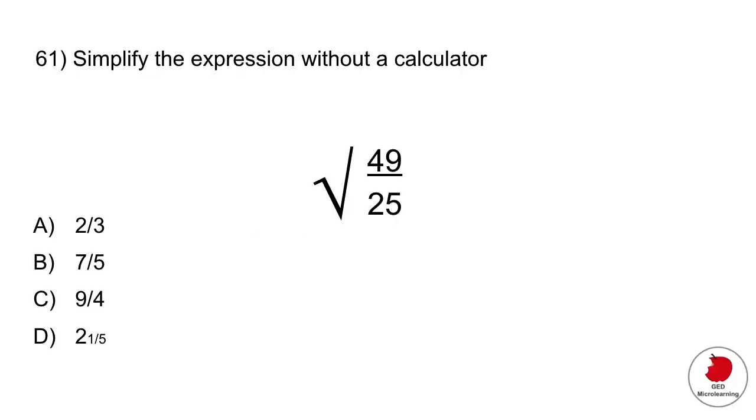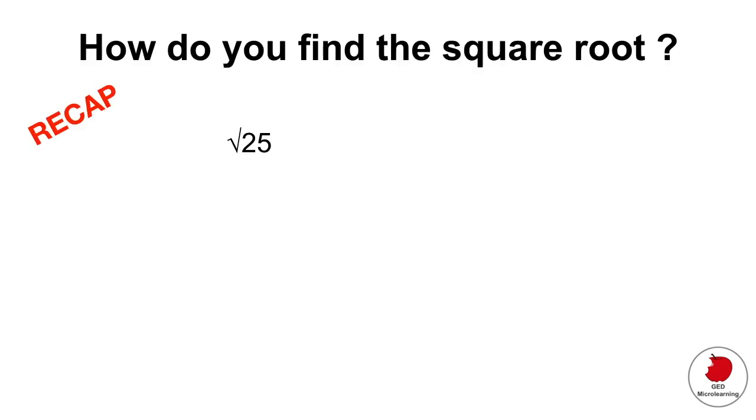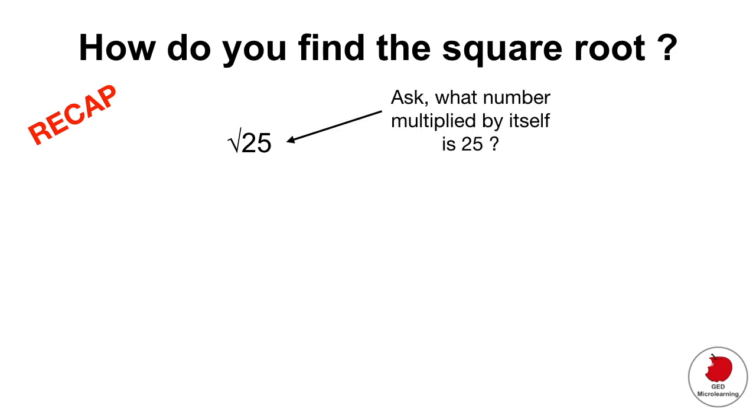Question 61 is one that involves square roots. Sometimes, remember, in the GED they will ask you questions where you can't use your calculator, so you do have to have a working knowledge of how to solve these questions. First, let's recap. How do you find the square root if they give you something like this? When you see a square root, ask yourself: what number multiplied by itself would give you the number under the square root?